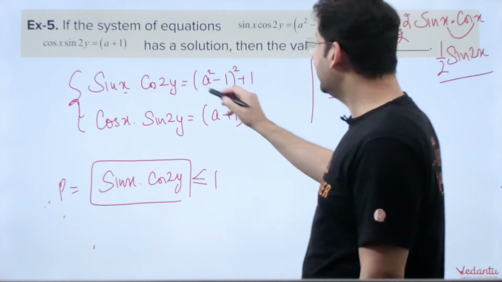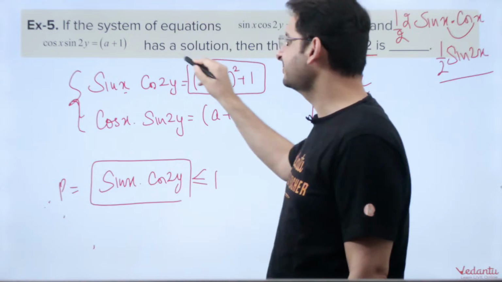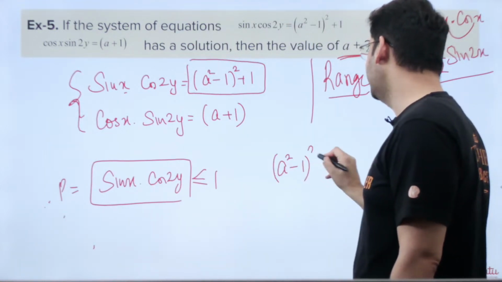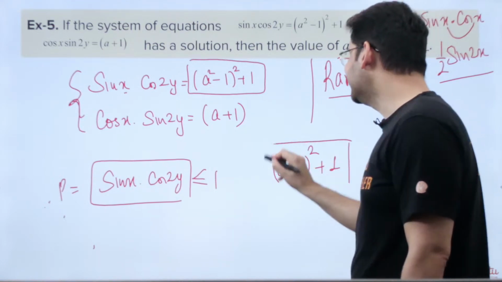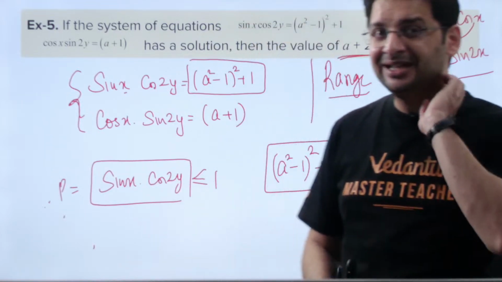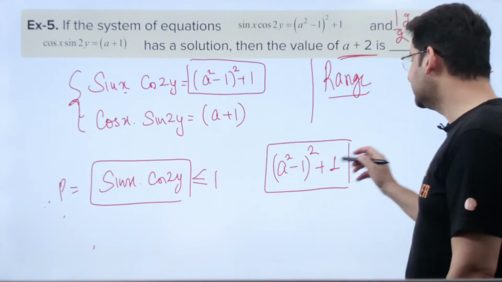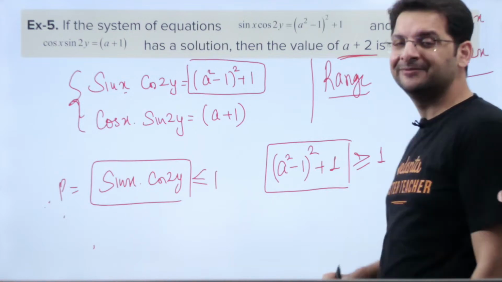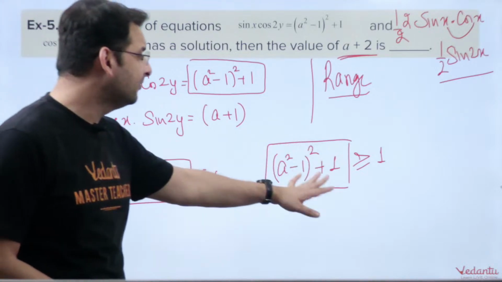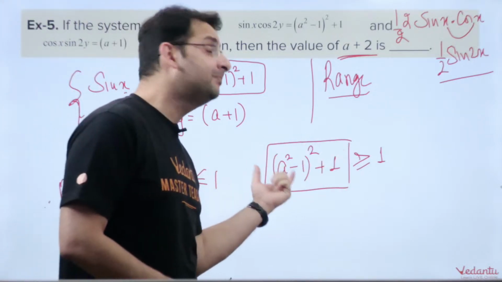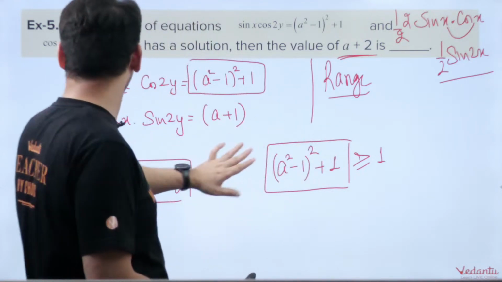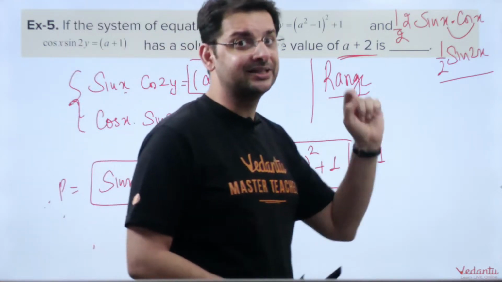Okay. Let us look at the right hand side of the same expression. (a square minus 1) whole square plus 1. What can we say about this? What is the range of this? If a is real, can I say this value is always going to be greater than or equal to 1? Because it is 1 plus a perfect square, it is always going to be greater than or equal to 1.